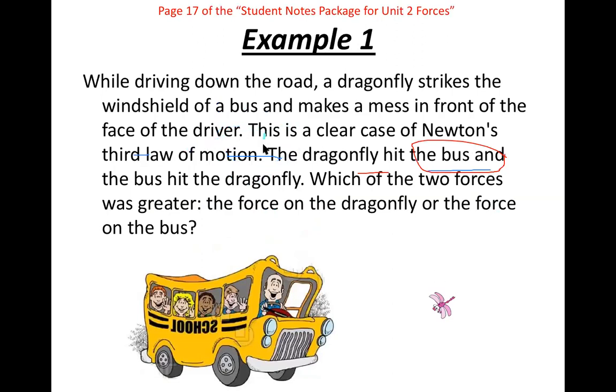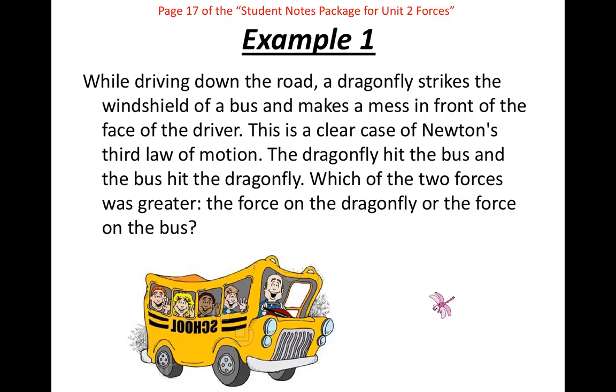So let us try some examples. I'll give you a moment to read. While driving down the road, a dragonfly strikes the windshield of a bus and makes a mess in front of the face of the driver. This is a clear case of Newton's third law of motion. The dragonfly hit the bus and the bus hit the dragonfly. Which of the 2 forces was greater, the force on the dragonfly or the force on the bus?